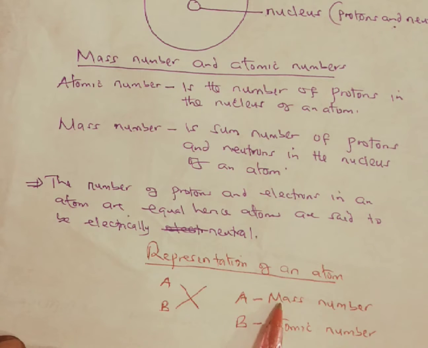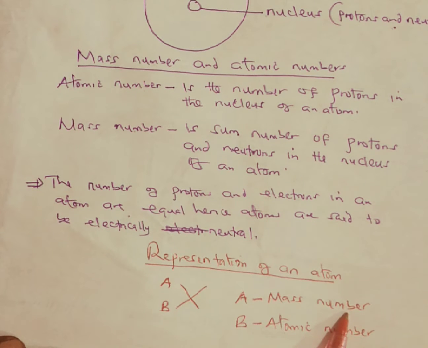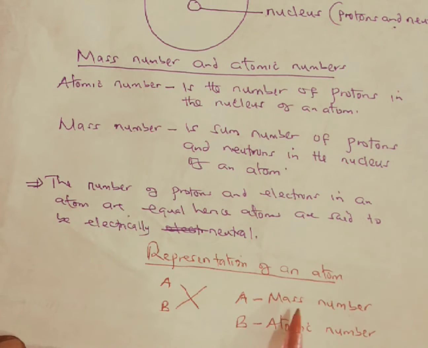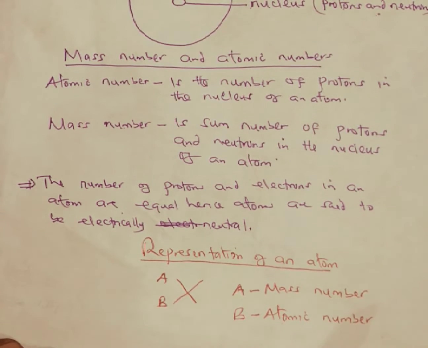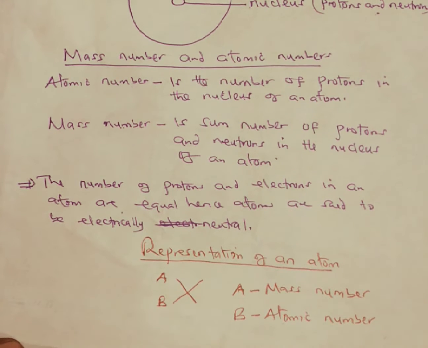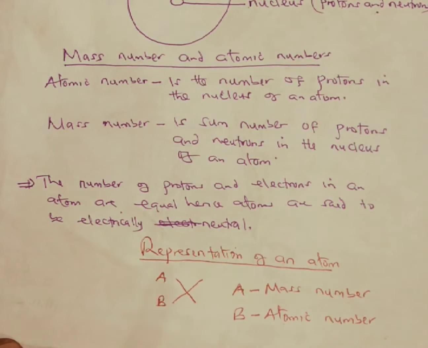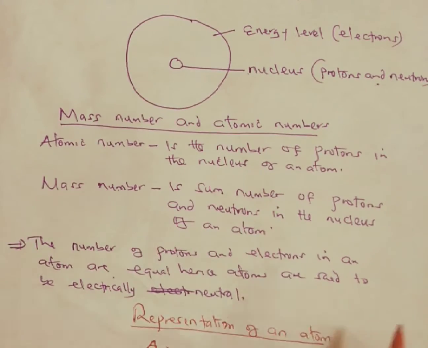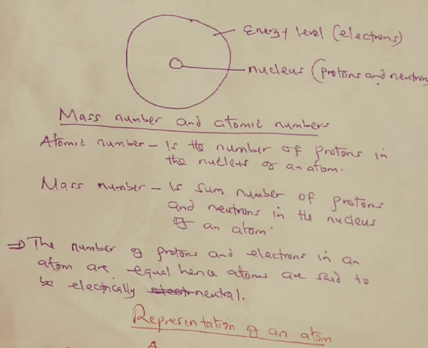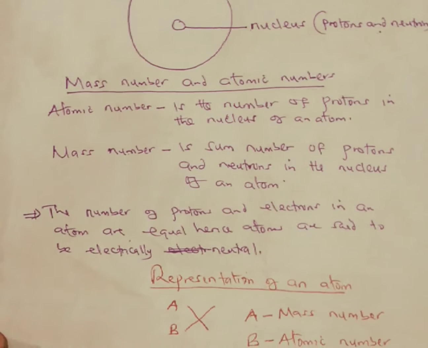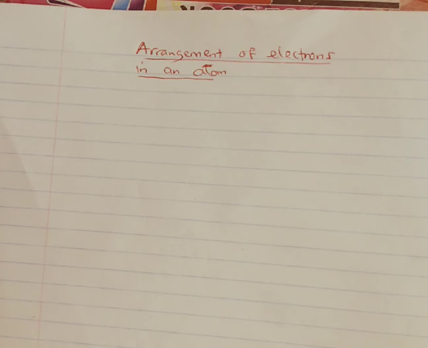Bearing in mind that mass number is the sum of the number of protons and neutrons in an atom, while the atomic number represented by B represents the number of protons in the nucleus of an atom. The next thing we are going to look at now is the arrangement of electrons in an atom. And remember, electrons occupy the energy levels in an atom.